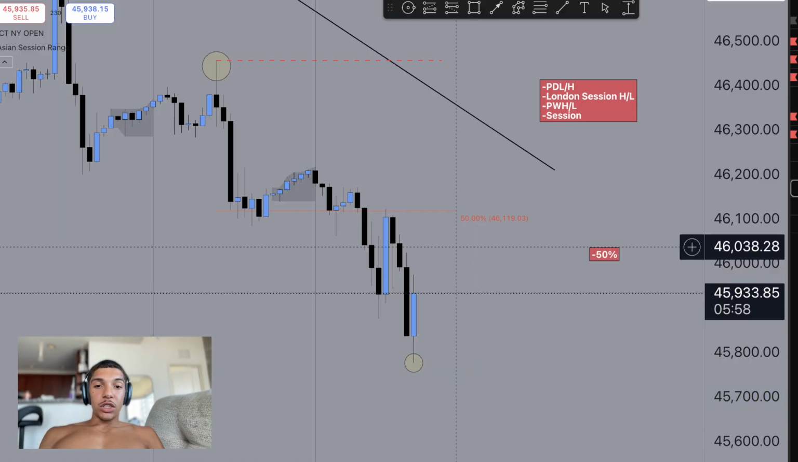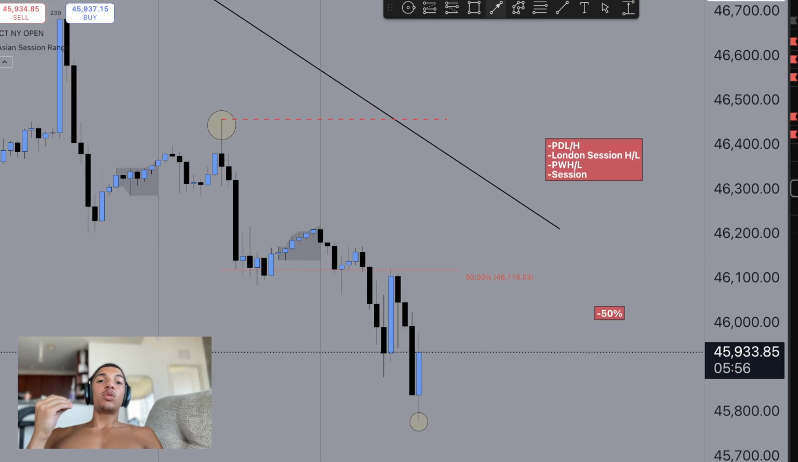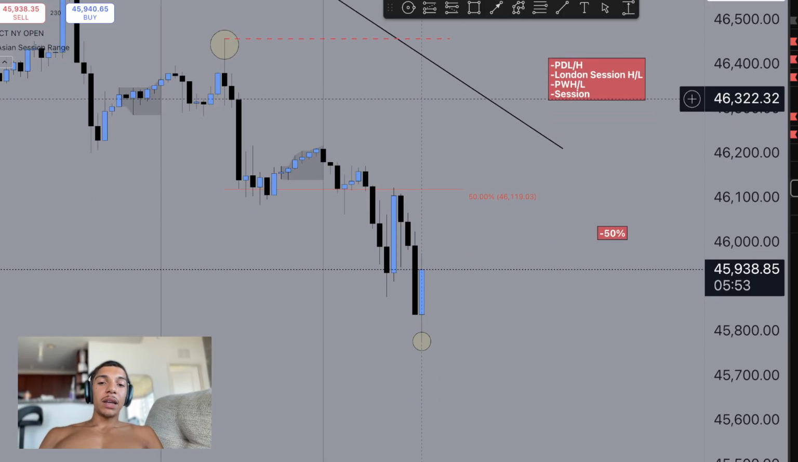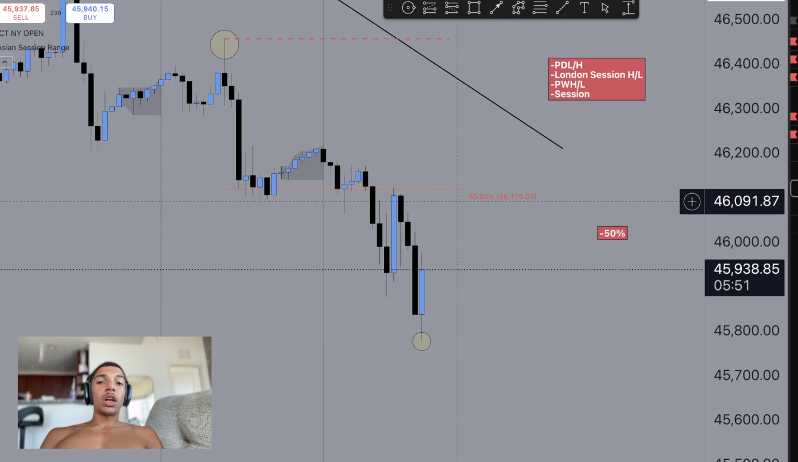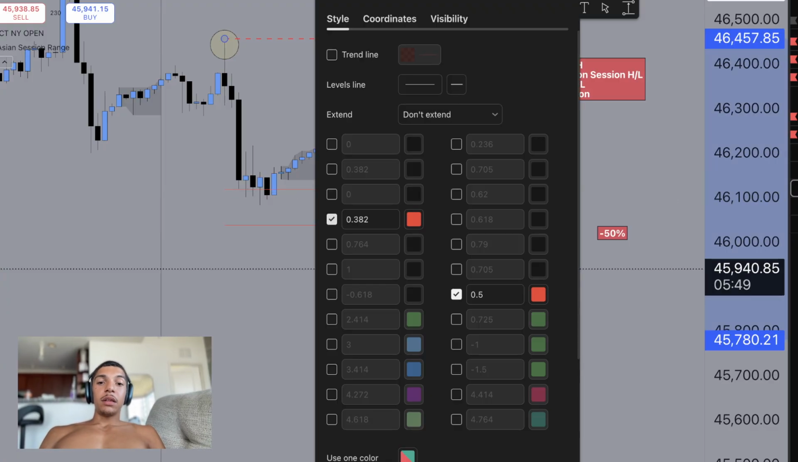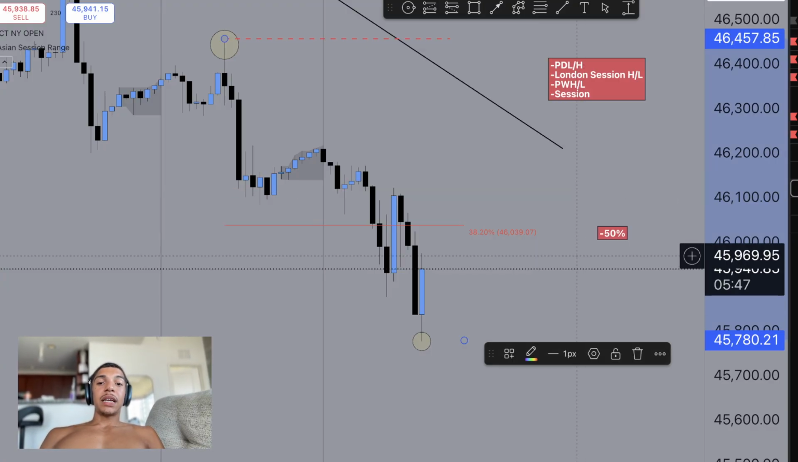But when it comes to a continuation market, when it comes to a trending market, when it comes to having a lot of volume in one specific direction, you're going to want to understand the 38.20% on the fib. This is a continuation level.